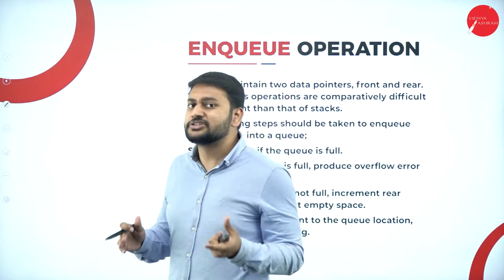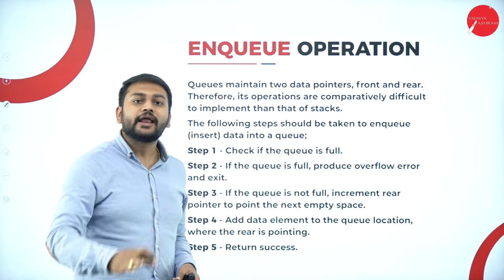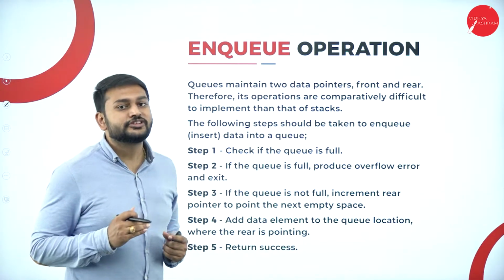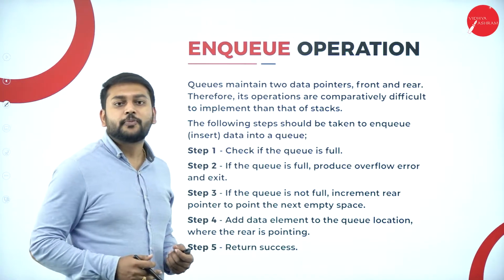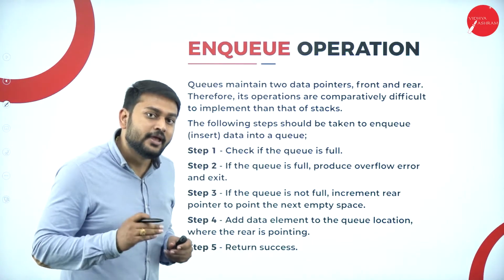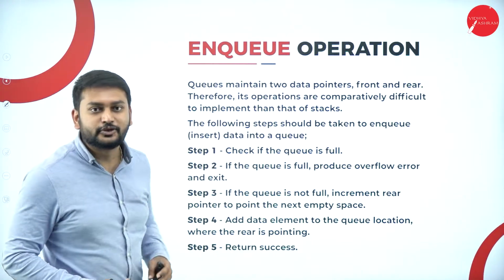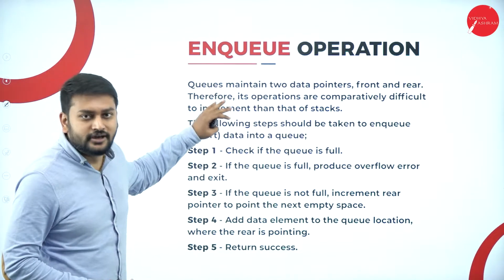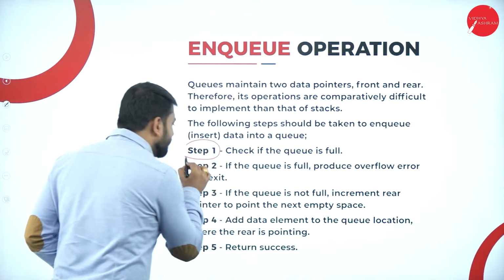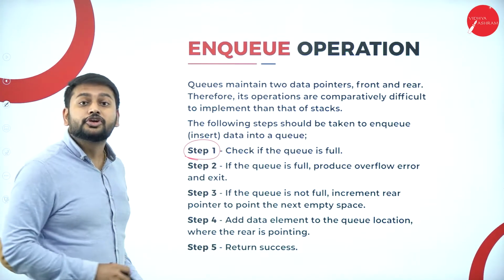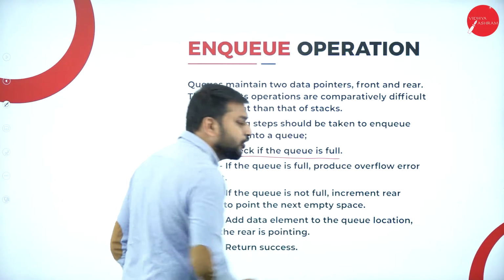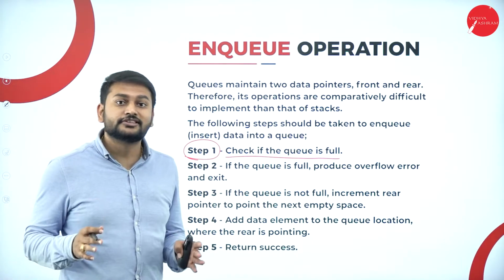So what are the steps that we need to follow whenever we are inserting any element into the queue? We have listed out some steps to follow when performing the enqueue operation. Let me explain them first, one by one, step by step, and then I'll show you the algorithm. You will find it very simple to understand. Step one: before you start inserting an element into the queue, the first thing you need to check is whether the queue is full or not.